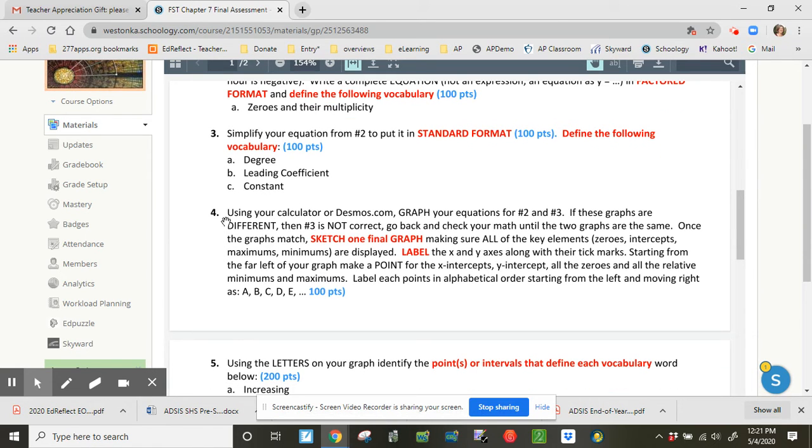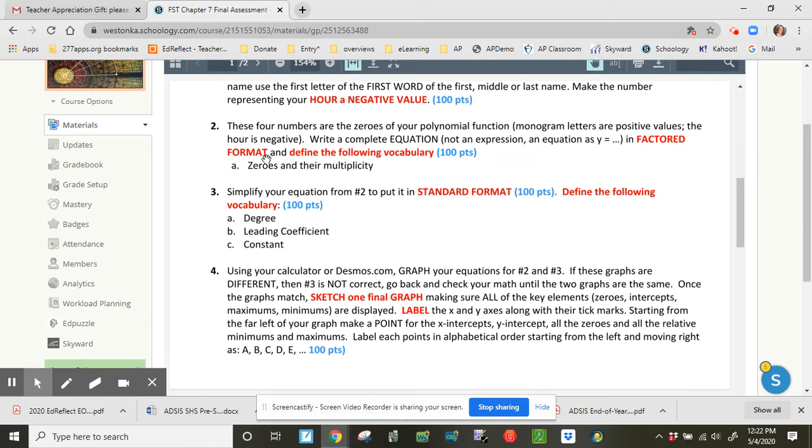We're also then at step 4 here, another set of 100 points, which is going to be to graph it. So read this paragraph here. When you get your equation in step 2 and your equation in step 3, step 2 is factored format, step 3 is the standard format. The graphs of those should be the same. So when you graph them out, if they're not the same, it means you have a math mistake in number 3. So go back and double check your work.